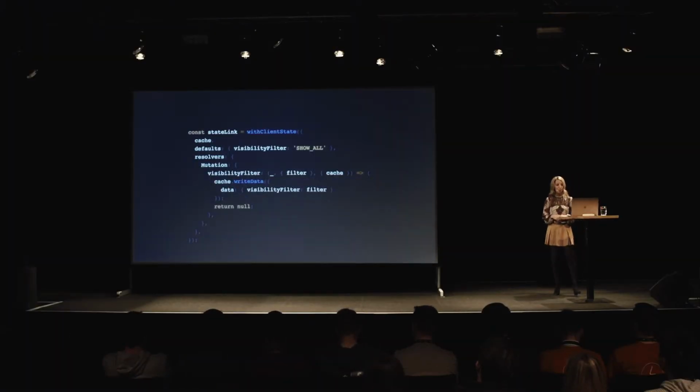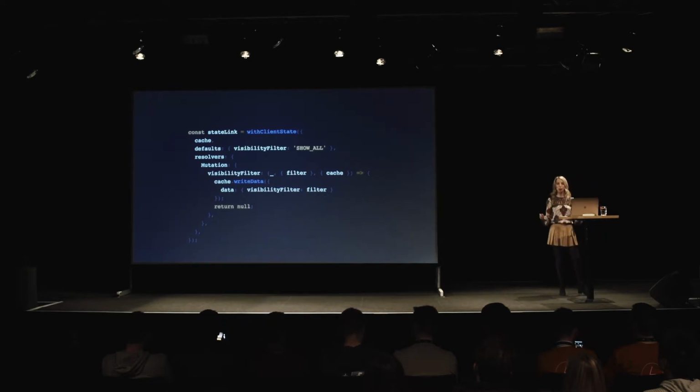So here's how you set up a simple client-side resolver with Link State. First, Link State is going to receive any defaults that you would like to write to the cache upon initialization, and you can think of that as your initial state. And then you actually pass in the Apollo cache itself. You're also going to need to pass in a resolver map.